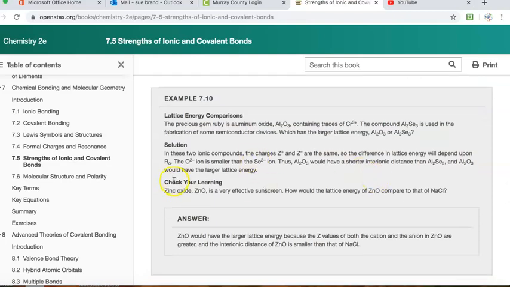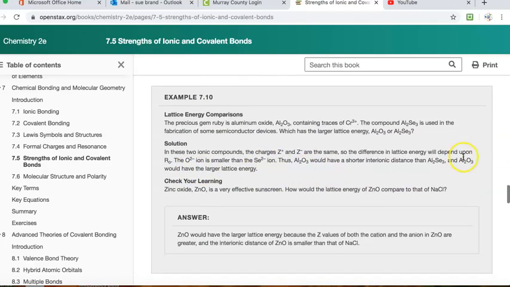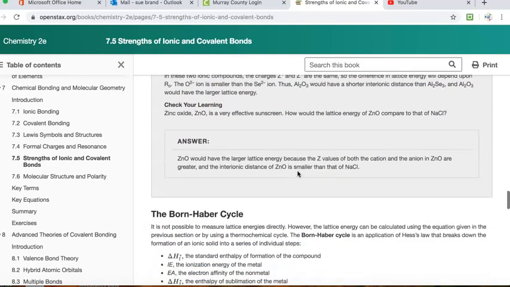So that's what we're doing here. And so we know that oxygen is higher on the periodic table, so it's going to be smaller than selenium. Okay, it's in the same group, but oxygen's above selenium. So oxygen's smaller, and so that means that the compound that has oxygen in it would have a higher or larger lattice energy.